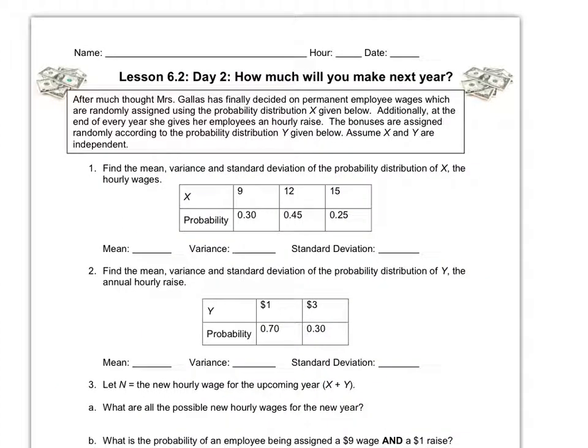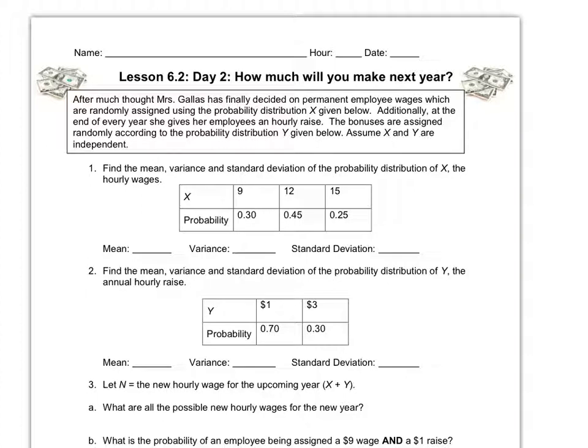Okay, so let's look at what we have going on here. So we have this same employer who is apparently now randomly assigning her employee wages. Don't work for anybody that ever does that to you. And it says, additionally, at the end of each year, she gives her employees an hourly raise. The bonuses are assigned randomly according to the probability distribution Y, given below. Assume that X and Y are independent.